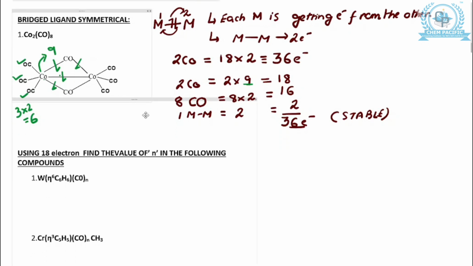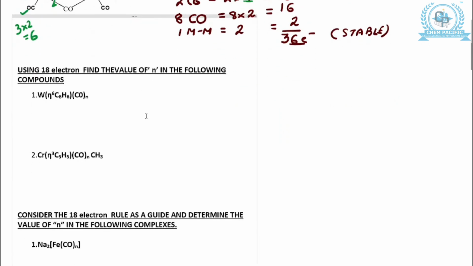Now let us move on to the next example. Using the 18 electron rule, find the value of n in the following compounds. So this is very simple, students.